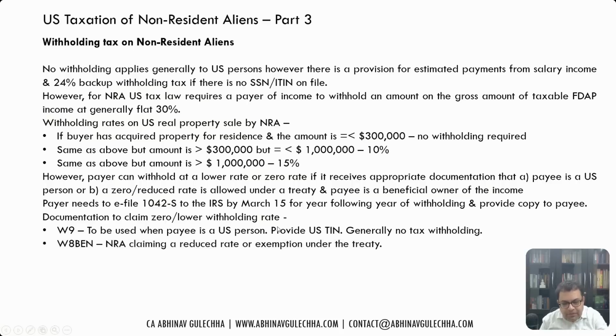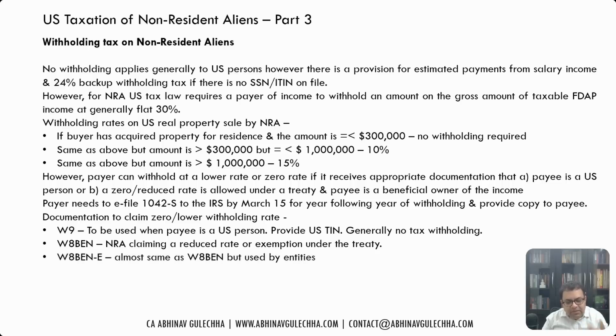Second, and which is a very important thing, and generally which is used and which I talk about in a lot of videos on 401k and all, W8BEN. This is the form where a non-resident alien, for example, a person who is an Indian resident, is claiming a reduced rate or exemption under the treaty. For example, on dividend, the FDAP rate, withholding rate, is 30%, and you want to claim a reduced rate of 25%. So you have to provide W8BEN document to the US payer, the US broker, to withhold that reduced rate.